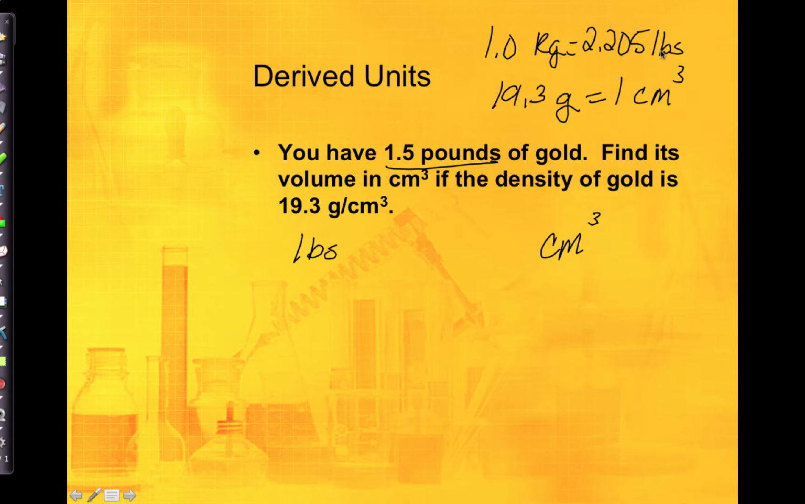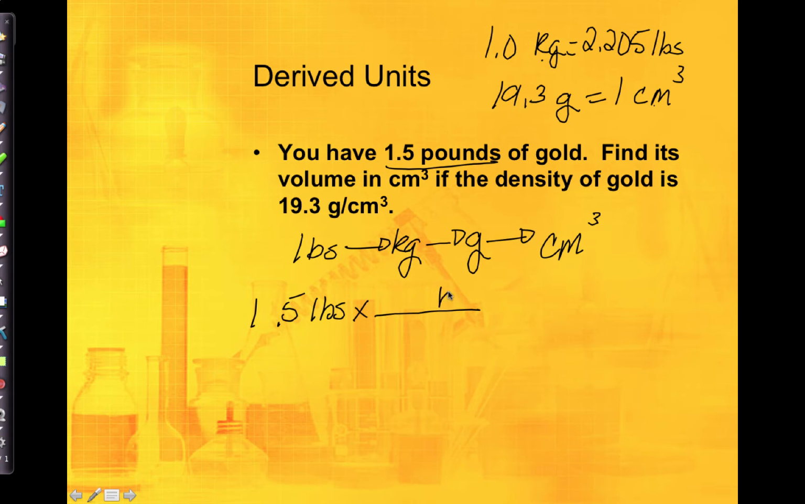Well, I have a conversion factor between pounds, but it's in kilograms. So I can go from pounds to kilograms. And then the conversion factor for cubic centimeters is in grams. Well, since this is a metric unit, I can go to grams. And then I can go to cubic centimeters here. All right, so I have 1.5 pounds. I've set up my map, so now I know all the units that go on the top. So kilograms will be on top first, pounds will come to the bottom.